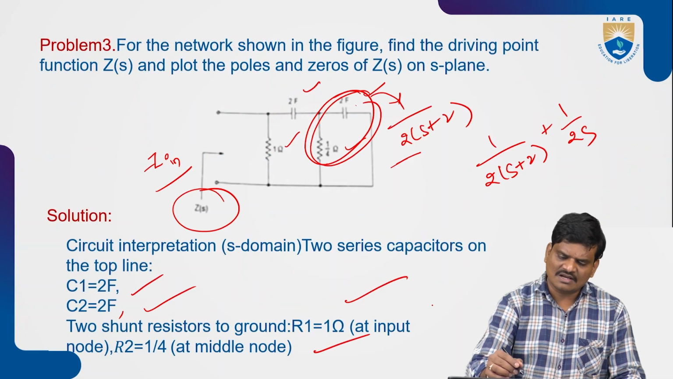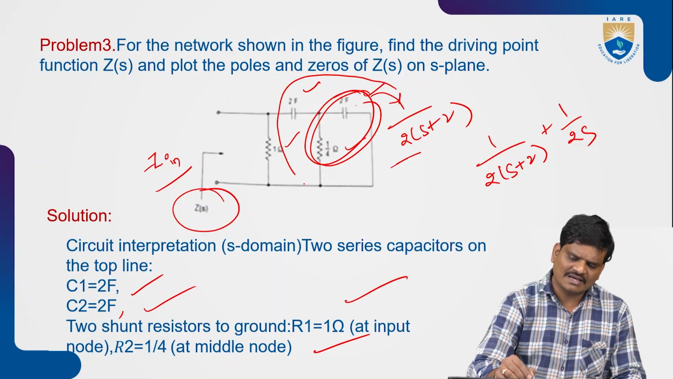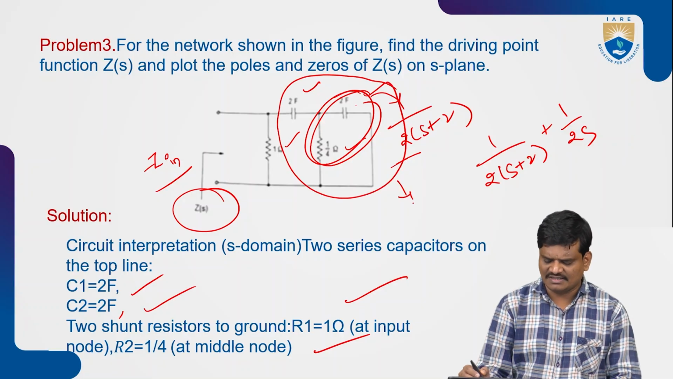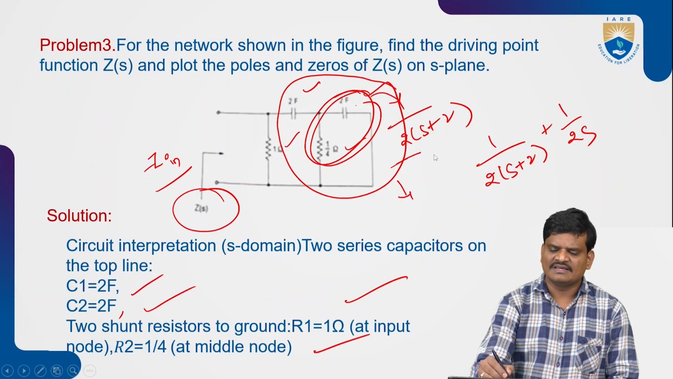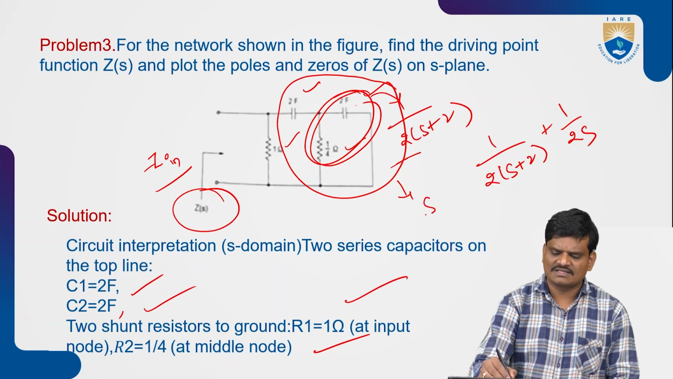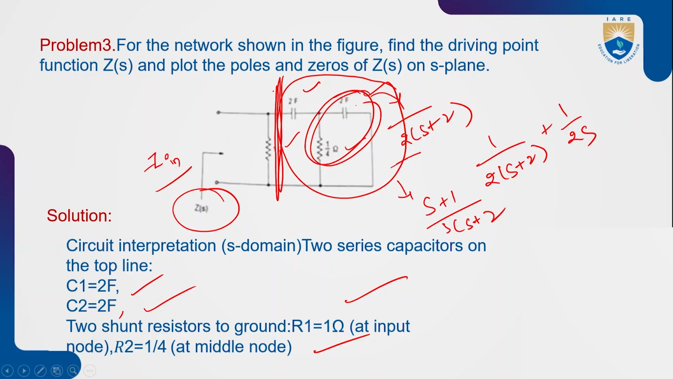Now, what is the answer? I have calculated this parallel combination, and then I have calculated the series combination of this. So what is the series combination answer that has been obtained? It is S plus 1 by S into S plus 2. So up to this, the evaluation of the circuit has been completed.